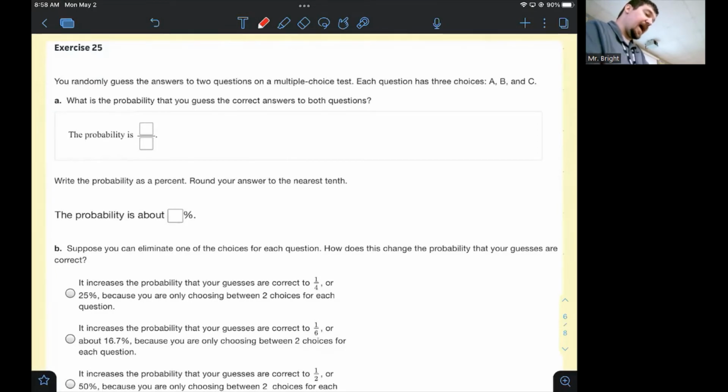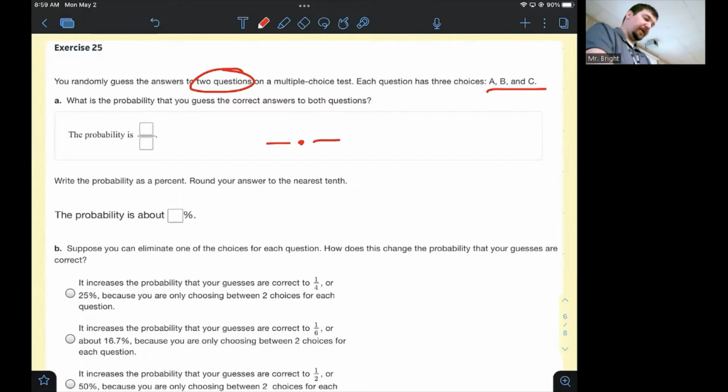Now, this test only has the options A, B, and C. There's no D or E, okay? But you're guessing on 2 questions. So how many probabilities are we going to have? Hold on. How many times are we guessing? Twice. So we're going to have 2 probability fractions. Now, each fraction is going to be its own probability. So we'll say it's questions 1 and 2. Question 1, we're going to see what its probability of getting correct is. And then same with question 2. So if we're guessing twice, we're going to need 2 fractions.